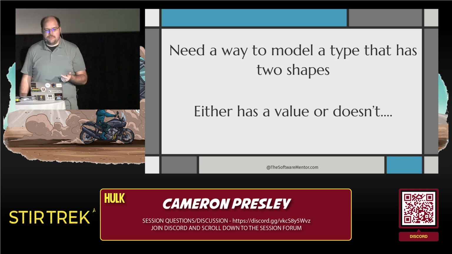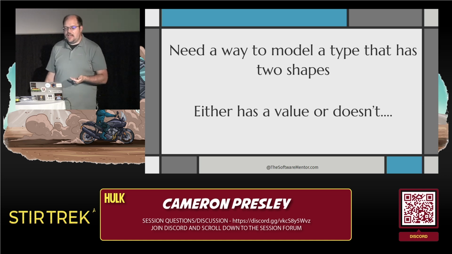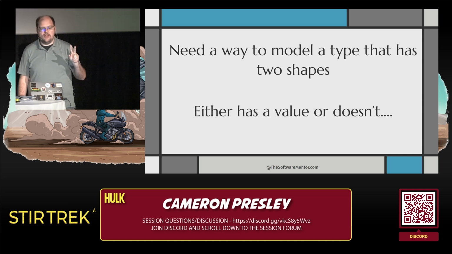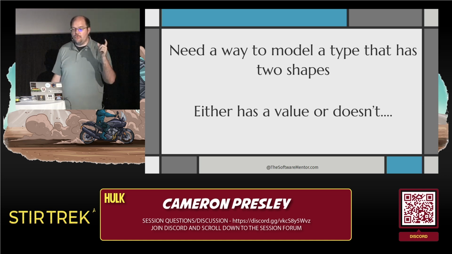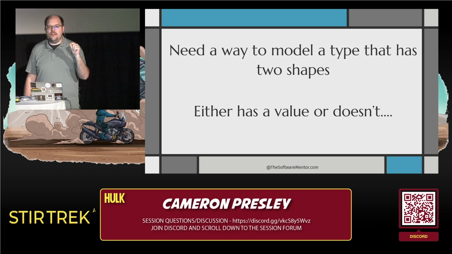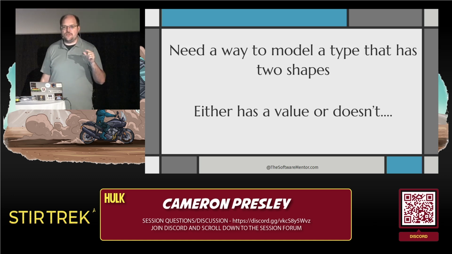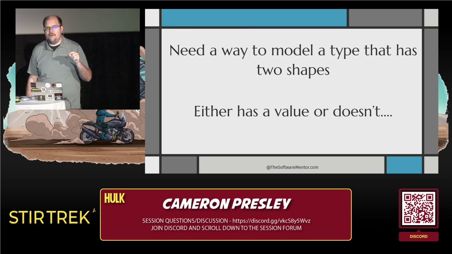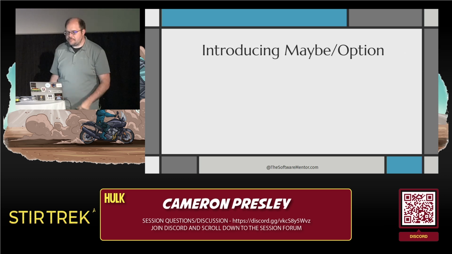The problem is that we need a way to model a type that has 2 shapes. Either we have a value or we don't. There's that or word again. What's a type that we've learned about this afternoon that uses or? Sum types. So let's write our own.